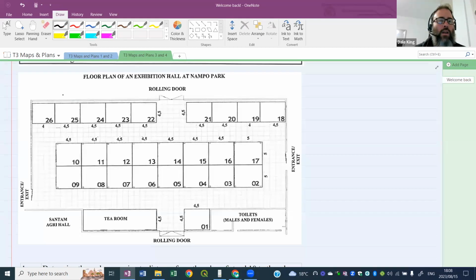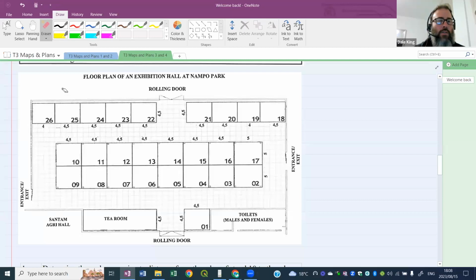So what they're talking about here is these numbers: 4, 4.5, 4.5, 4.5, 4.5. Those are distances in meters. Each stand has dimensions and it's numbered. There's number one at the bottom, then 2, 3, 4, 5, 6, 7, 8, 9, 10, 11, 12, 13 to 17, and 18 to 21, and 22 to 26 at the top there. We've got toilets on the bottom right hand side as well.